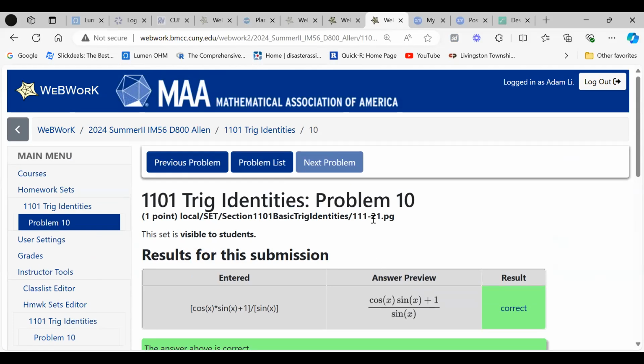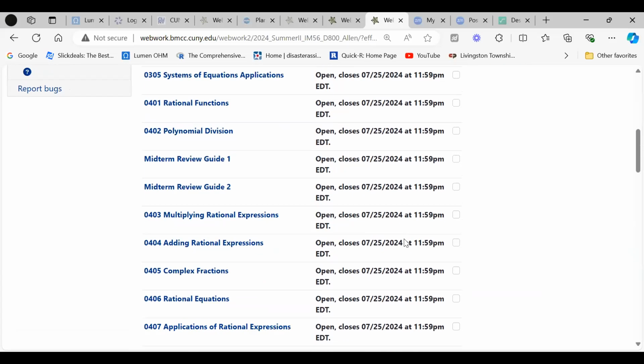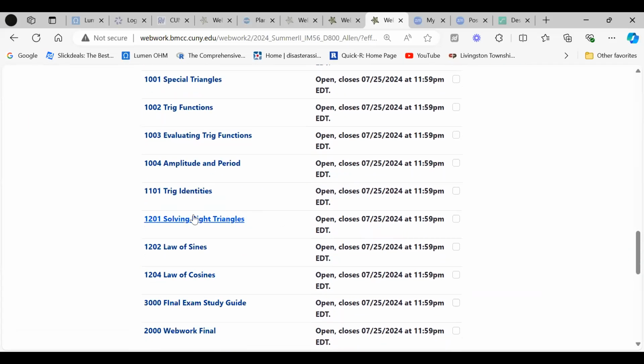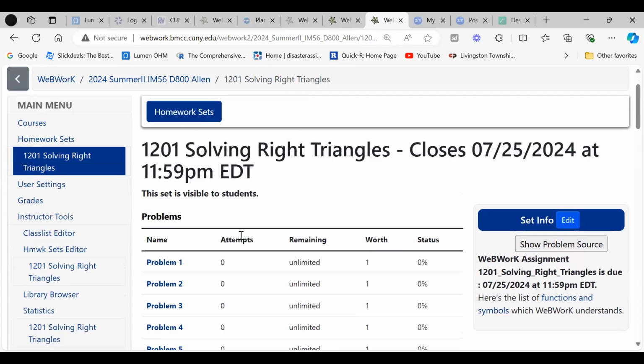So now, the last topic is chapter 12 on right triangle trigonometry. Let's take a look at some of the questions here, which is solving the right triangle, 12.01. And this is the last topic we're going to cover for this immersion program. All right, so let's take a look at some of the questions here.